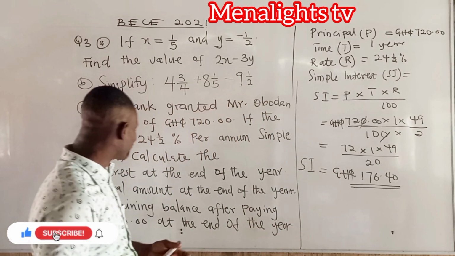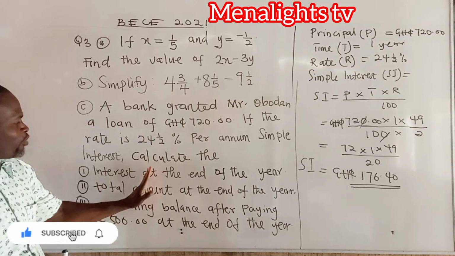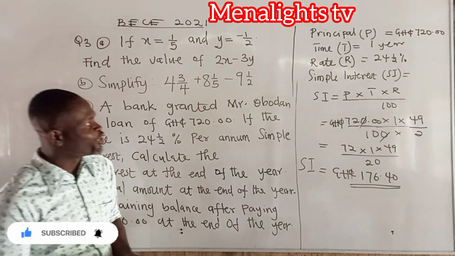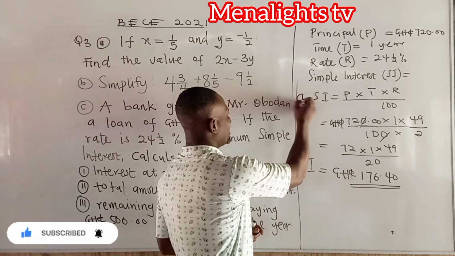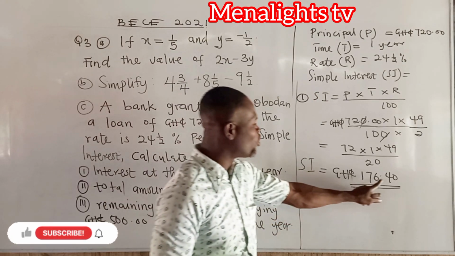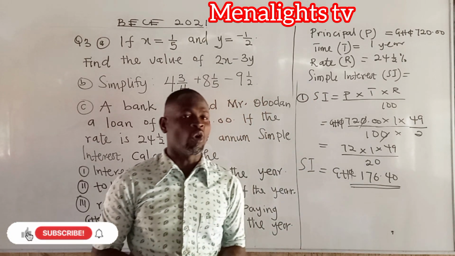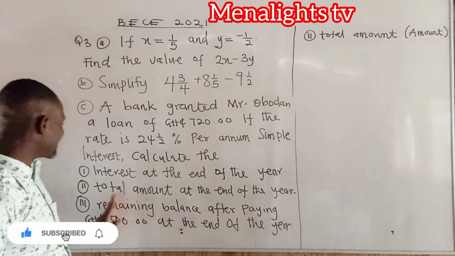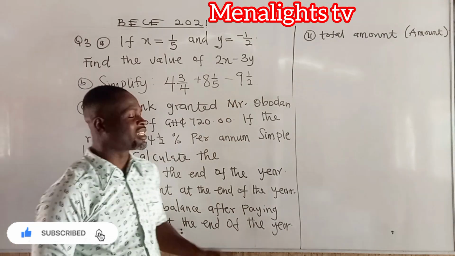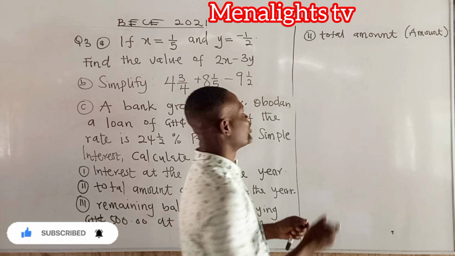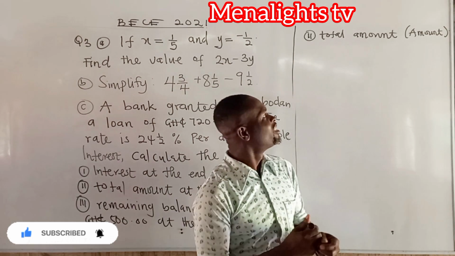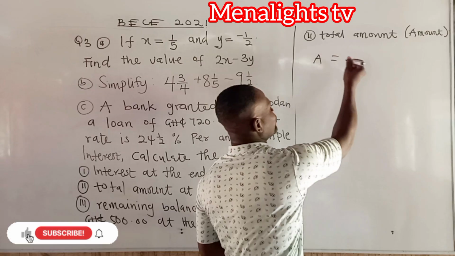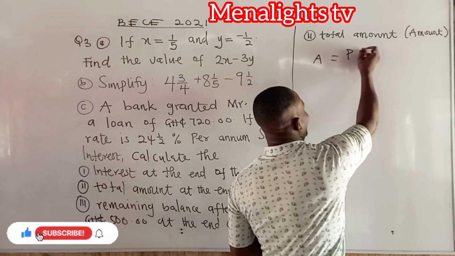So when you come to the first question, you have to calculate the interest at the end of the year. That's the first part there. So the interest is 176.40 pesos. We come to the second part of the question, which is to find the total amount at the end of the year. So we know that the total amount, A, is equal to the principal plus interest.